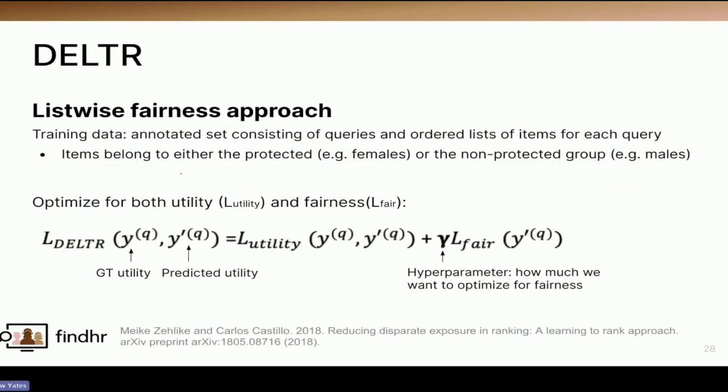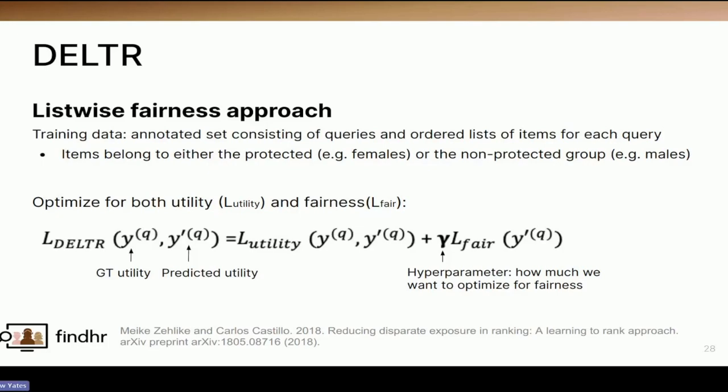So the method here for in-processing that we'll look at is called DELTR. This is a listwise fairness approach. Recall from about an hour ago that with listwise losses, we're looking at a list of items, or here a list of humans being ranked, a list of individuals. And so we're supervising the model's operation, how it should perform the ranking based on that list.